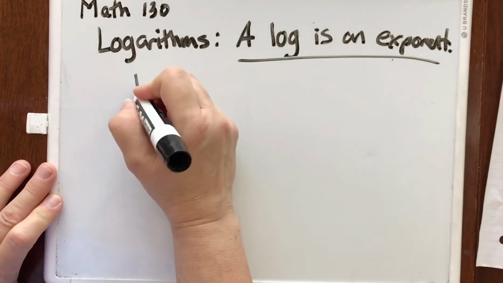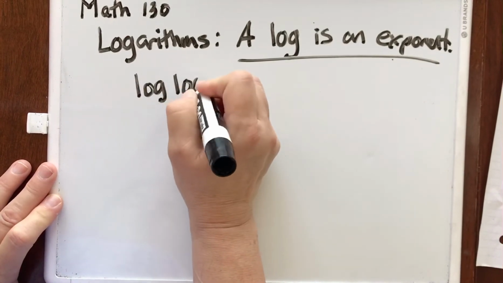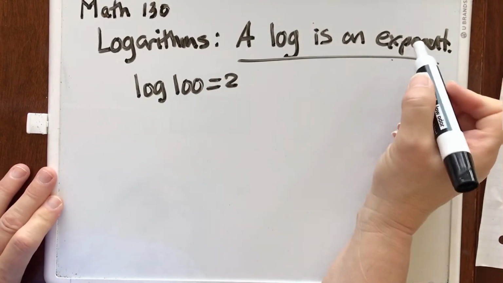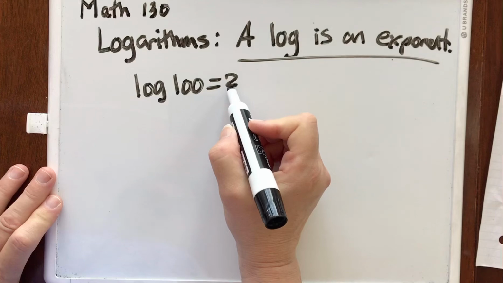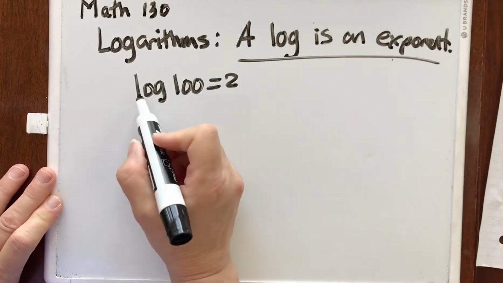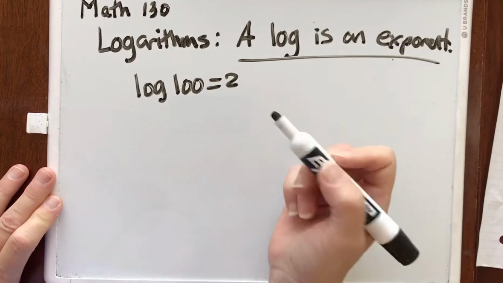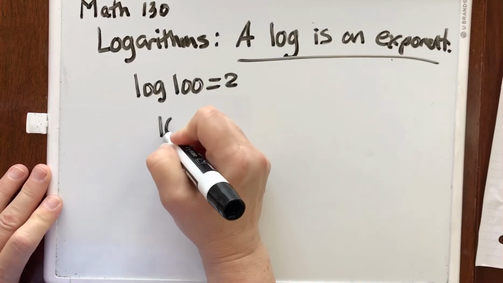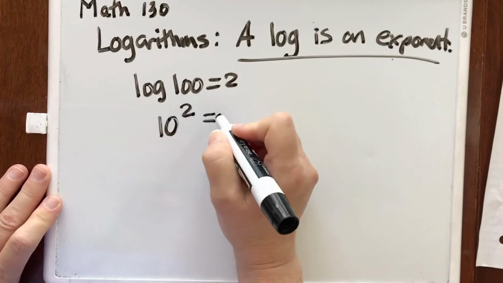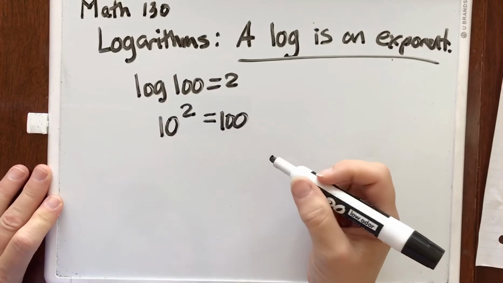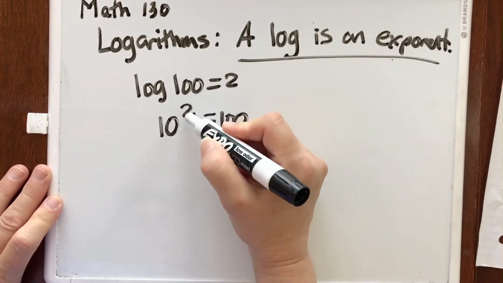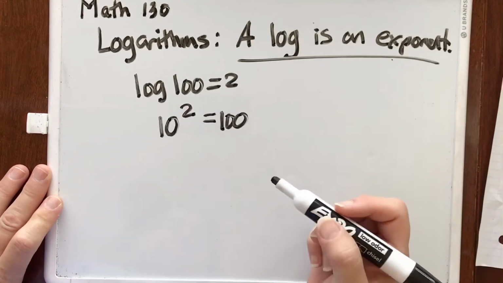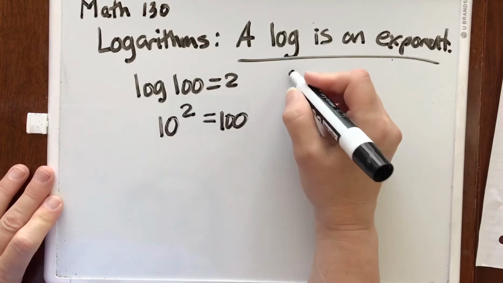Let's look at an example. If log 100 equals 2, logarithm is an exponent. This is the exponent, and it's to base 10, because anytime you see just log without a base, you can assume it's base 10. So this is our exponent to base 10. Here's our base. There's our exponent, equals 100. So you can see the exponent goes here, and 100 goes here. 10 squared is 100.